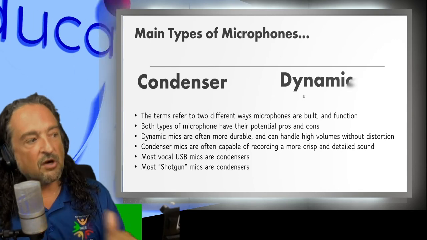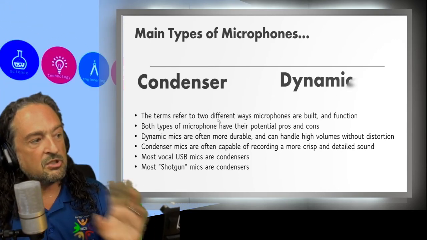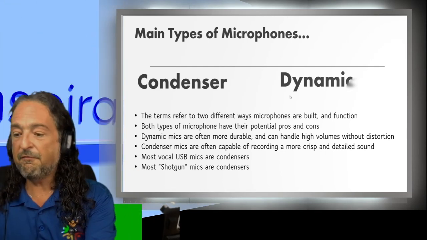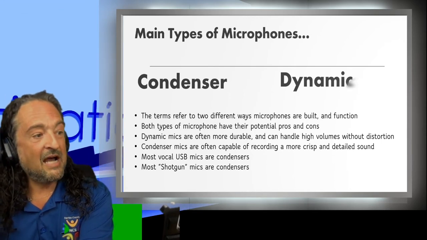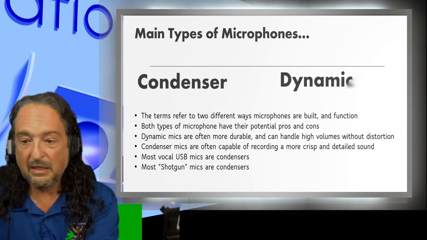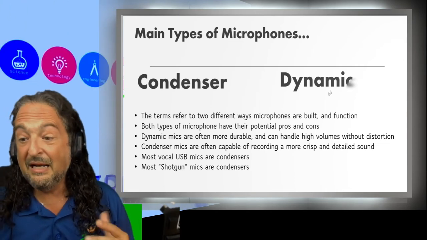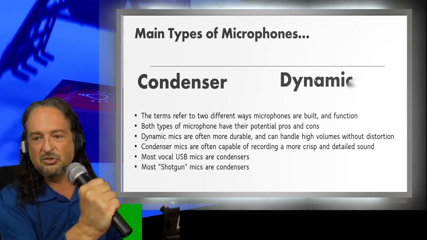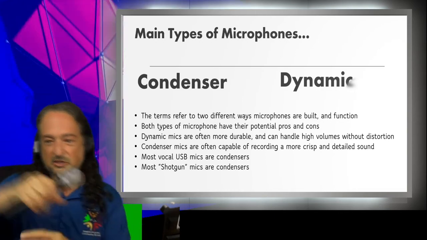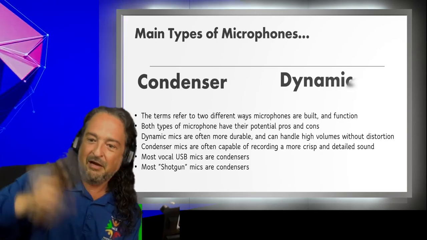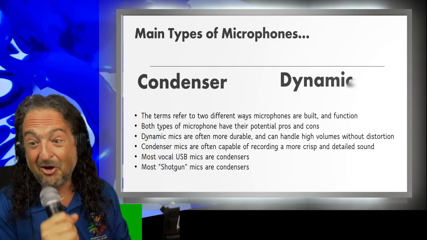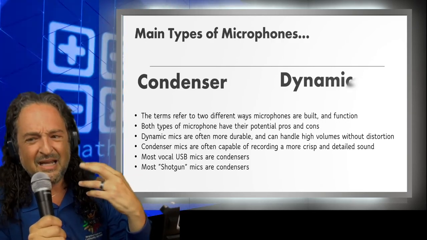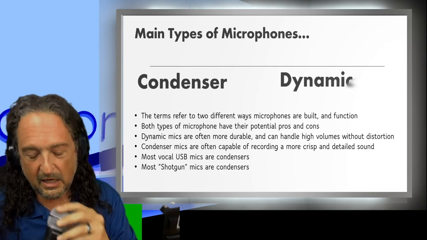The condenser microphone versus the dynamic microphone. These are two different terms that refer to different ways that microphones are built and what their function might be. They are both types of microphones that have potential pros and cons, meaning they're not right for every application. Dynamic mics are often used in a situation where they need to be more durable. That's why you see rock stars out there on stage swinging their microphone around and the roadies taking the microphone and hammering nails in before the show. These things are built to last and they're rugged, and they can handle high volume, but they don't necessarily provide you with the best quality audio.